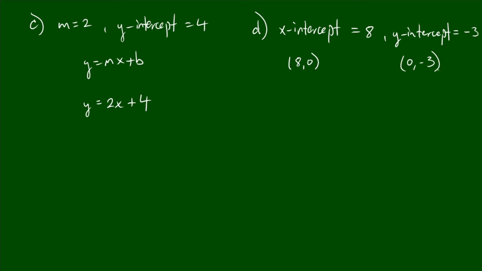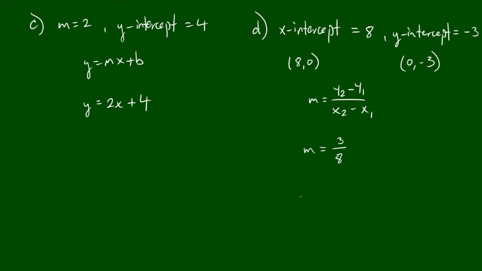And now to find the equation of this line that goes through these 2 points, you would use the same method as last time. You would find the slope. That's y2 minus y1 over x2 minus x1. So you have -3 minus 0. That's just -3. And then you have 0 minus 8. That's -8. Alright, well, you have negative and negative, they're going to cancel out. So you have 3 over 8 as your slope.